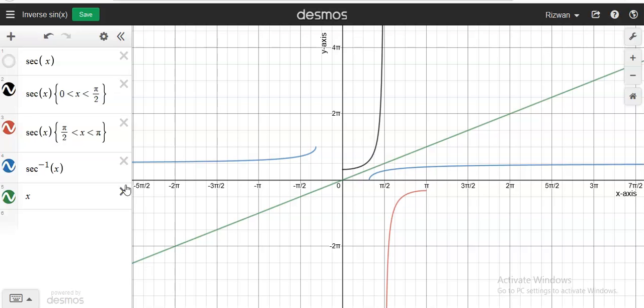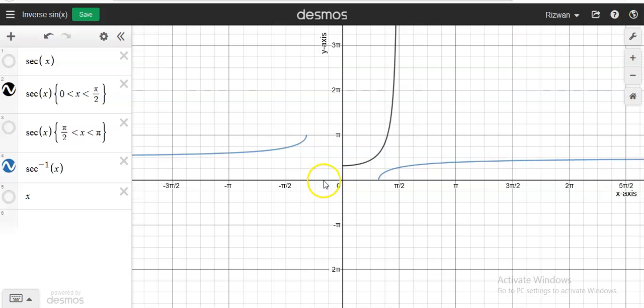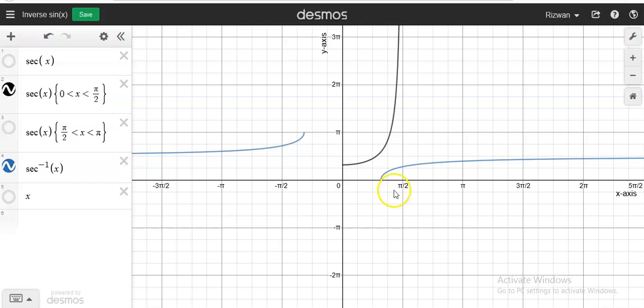So you can see that the inverse secant has the domain of x less than minus 1, or x greater than plus 1, and its range is 0 to pi, where y is not equal to pi over 2.